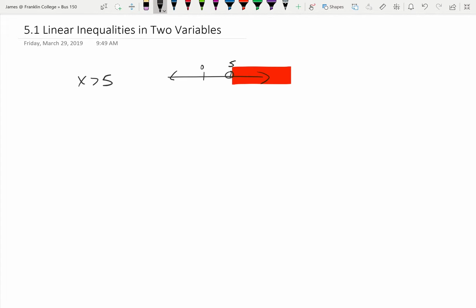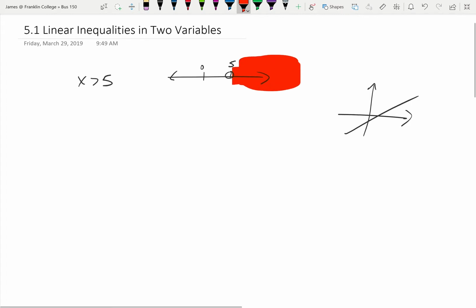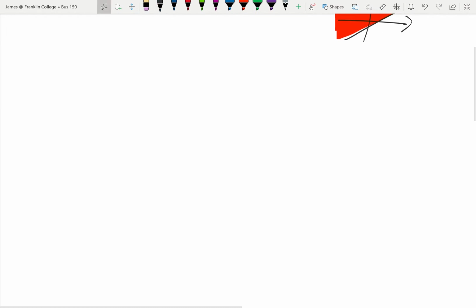So when we're talking about linear inequalities in two variables, essentially what we're going to end up doing is graphing a linear line on our xy axis, and then instead of shading one half of a straight line, we're going to be shading one half of this function that we have graphed on our xy axis. So why don't we deal with an example?